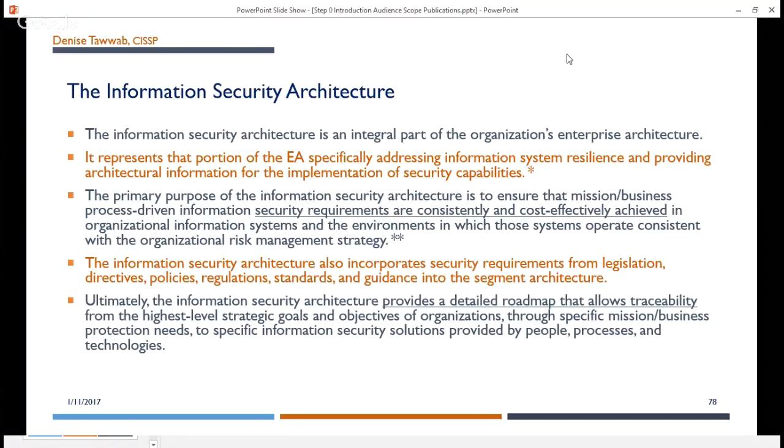Ultimately, the information security architecture provides a detailed roadmap that allows traceability from high level strategic goals and objectives of the organization through specific business protection needs to specific information security solutions provided by people, processes, and technology.